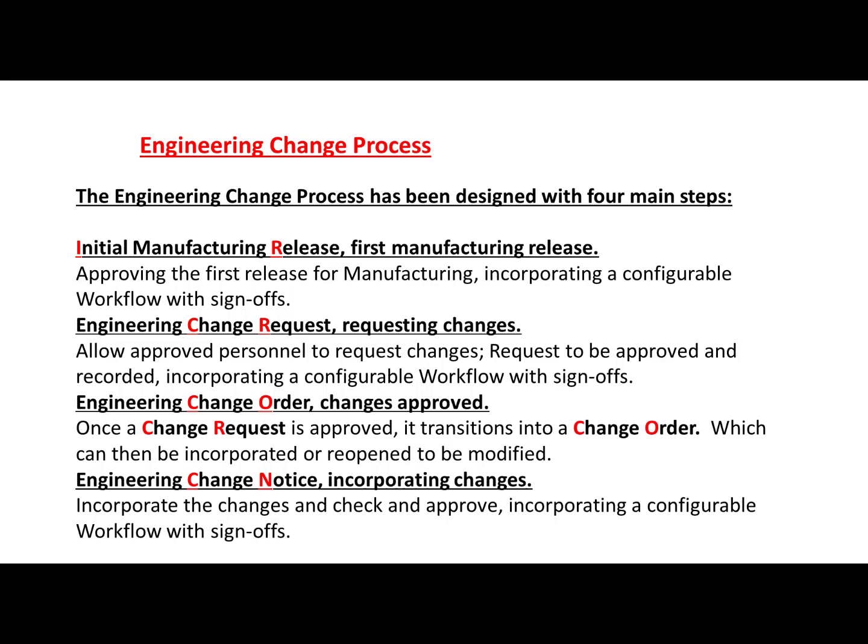But basically, our engineering change process has four main steps. First is the initial manufacturing release. This is the first time you release a document to manufacturing. So you can configure your system to have a process with electronic documentation so you know who created the document, when they created the document, who approved it, and when they approved it.